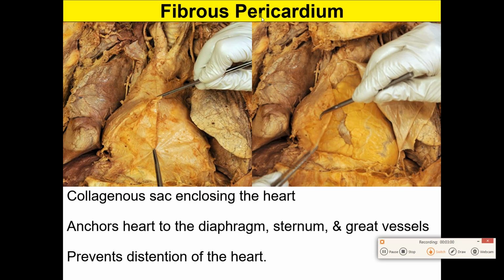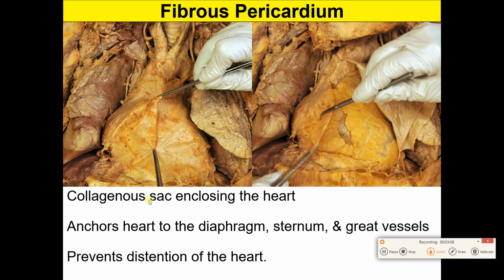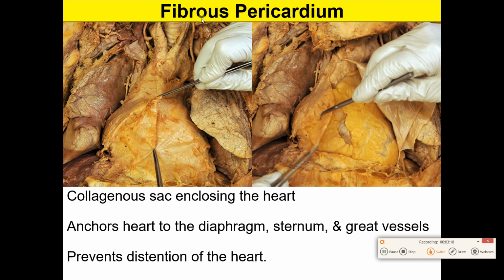Peri means around, cardium means heart. So the fibrous pericardium. It is a collagenous sac. So it's a bag made of collagen. This makes it really, really strong. And its abundance of collagen is why it gets the word fibrous.